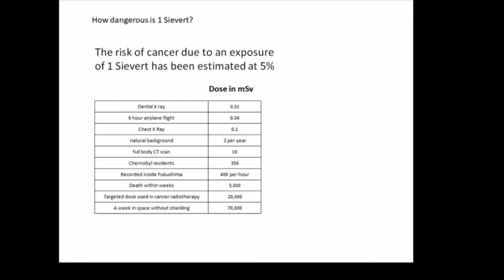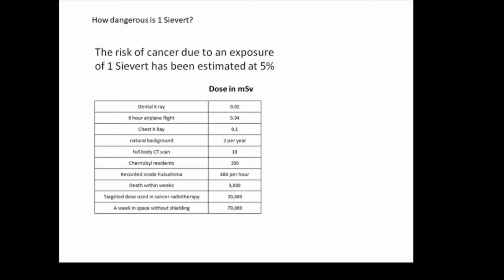So, how dangerous is 1 sievert? Well, there's been various estimations. Basically, the risk of cancer due to an exposure of 1 sievert has been estimated at 5%. So if you are exposed to 1 sievert of radiation, there's a 1 in 20 chance that it will cause you cancer. Here are some doses, not in sieverts, but in millisieverts.